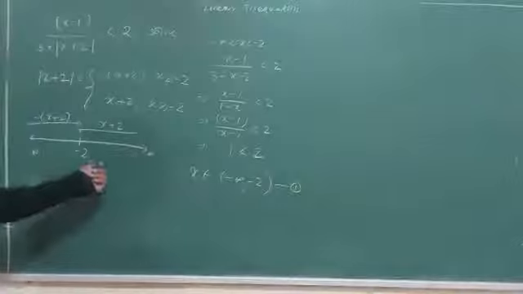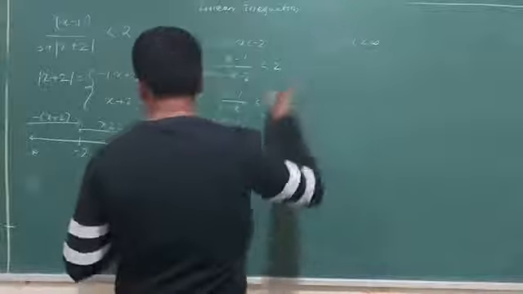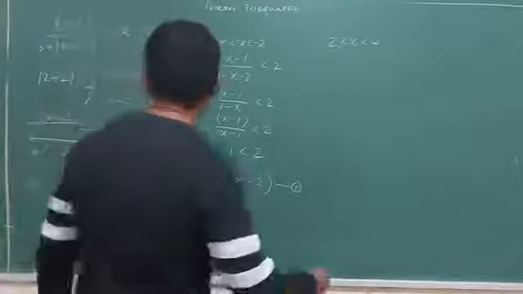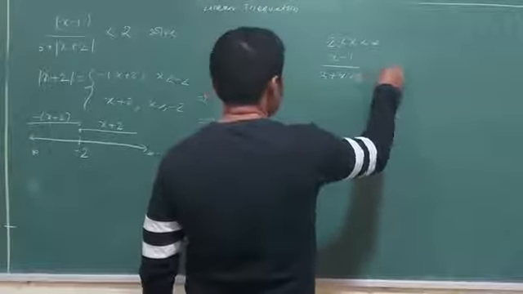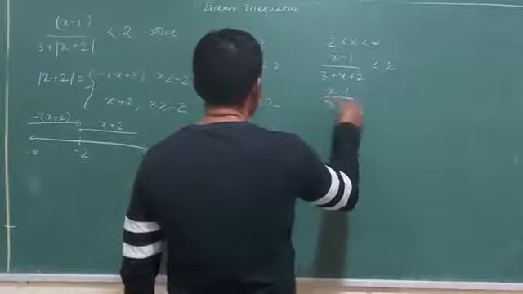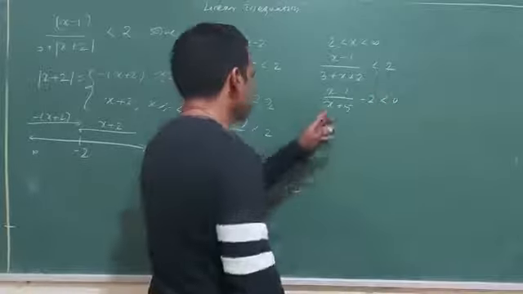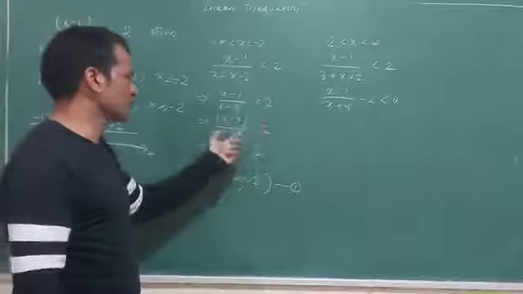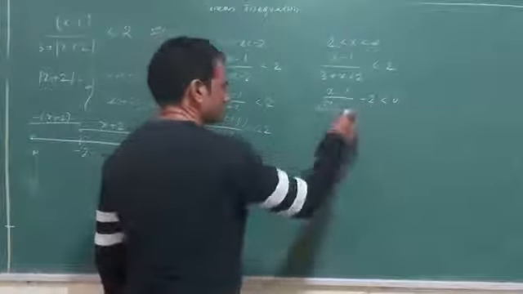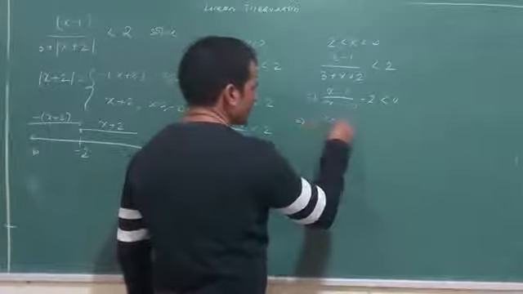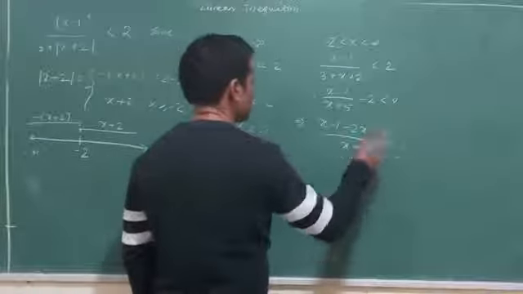Alright, next one. x is greater than or equal to minus 2, x is less than infinity. I am standing in this one. So this will be replaced by positive. x minus 1 by 3 plus x plus 2, less than 2. x minus 1 by x plus 5 minus 2 less than 0, because this is not getting cancelled. You will be asking why you didn't bring this one. It is getting cancelled out, so no need to bring it. So take the LCM. x minus 1 minus 2x minus 10 by x plus 5 less than 0.